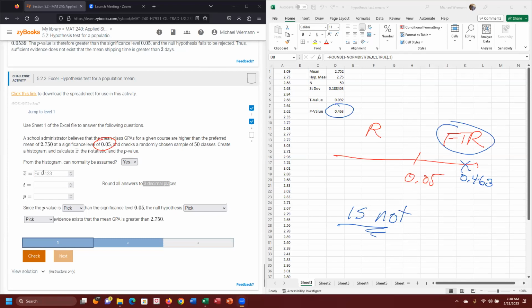So our mean was 2.752. Our t was 0.092. Our p-value is 0.463. Since the p-value 0.463 is greater than 0.05, I'm going to select greater there. We are going to fail to reject, FTR, and there is insufficient evidence that it's greater than the 2.75. Let's check it, and everything's good there for the first problem.